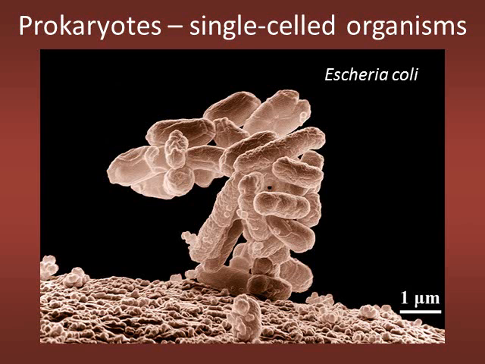Okay, prokaryotes are single-celled organisms, very simple organisms like these bacterial E. coli cells. What you see here is a whole group of individual organisms. Each one of these cells is its own individual organism, and you can see by the scale on the bottom right there, 1 micrometer, they're very, very small.